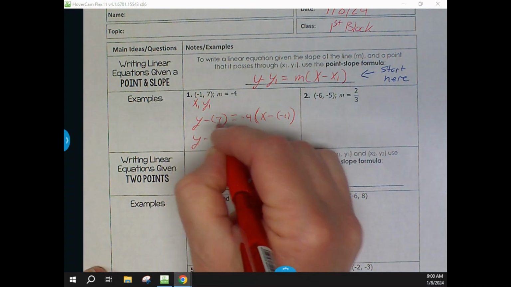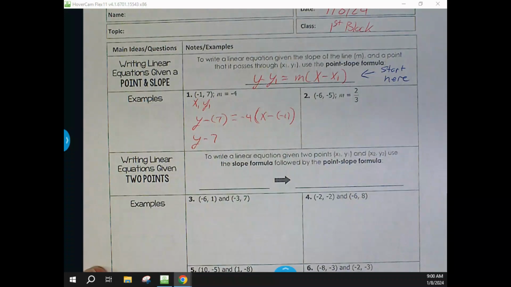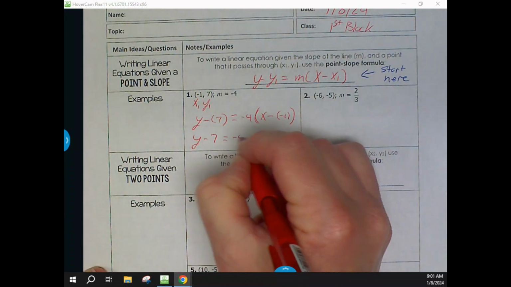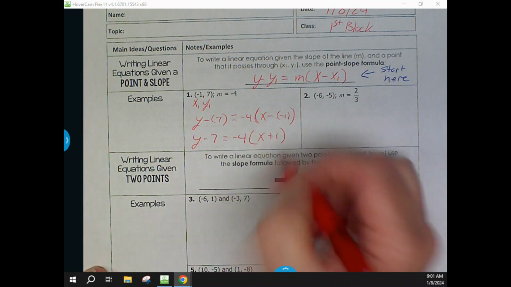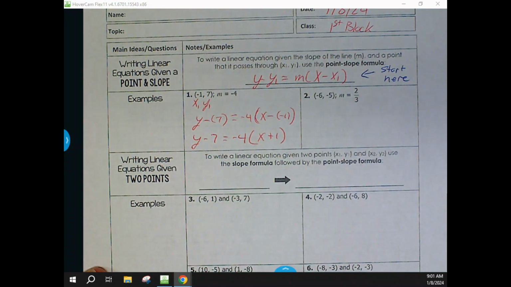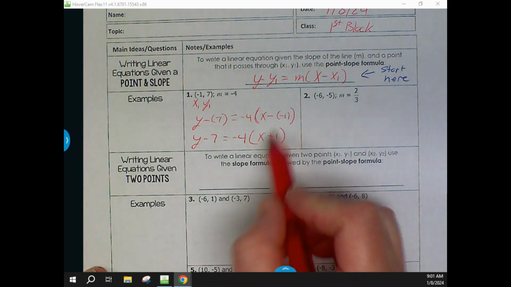Okay, with the minus 7, there's not a double negative on that one, so it's just y minus 7 equals -4. On this part, you do have a minus negative, so then you can make that just x plus 1. Okay, and as long as they ask you to leave it in point slope formula, that's all you have to do. If you have some double negatives here, you have that part of it.